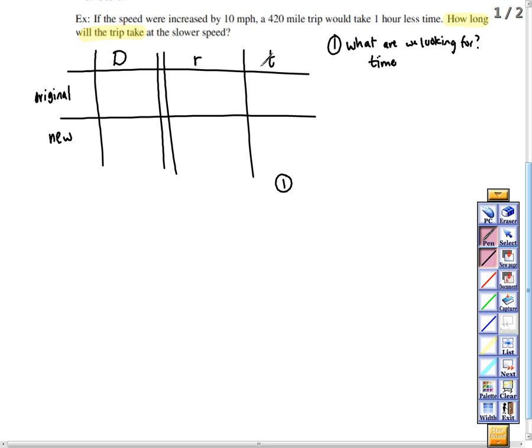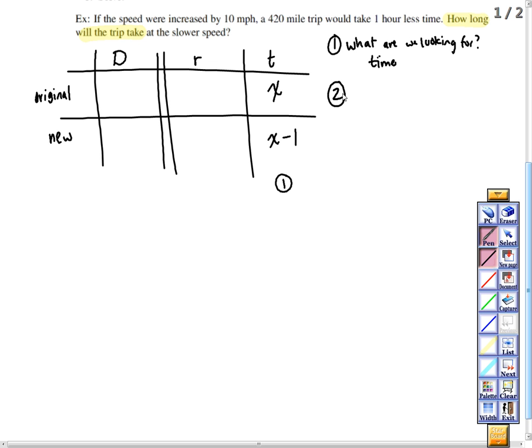So we have two columns, the original time and then the new time. So we need one in terms of the other. If the speed were increased, it takes 1 hour less time. So if the original time was x, the new time is shorter by 1 hour. So x minus 1. Okay?